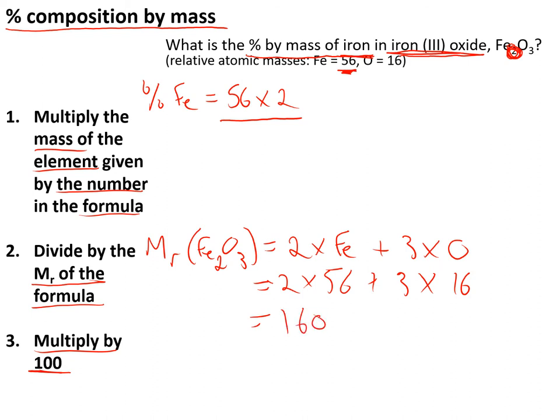160. Okay. So we're dividing our amount of iron by the Mr. So we're going to have 56 times 2 divided by 160. We're going to times that by 100 to make it into percent. And if we do that, we end up with 70% as our final answer.